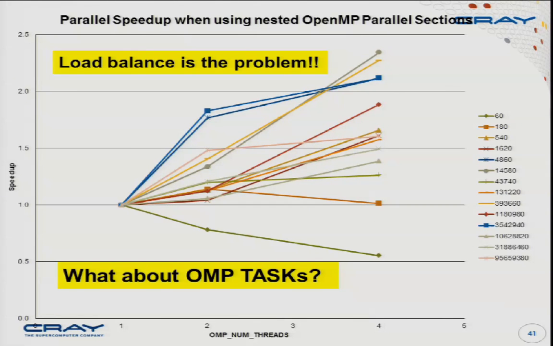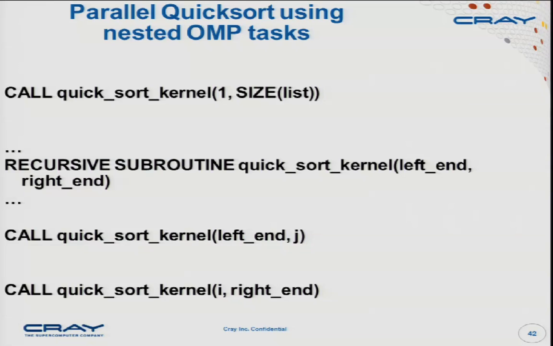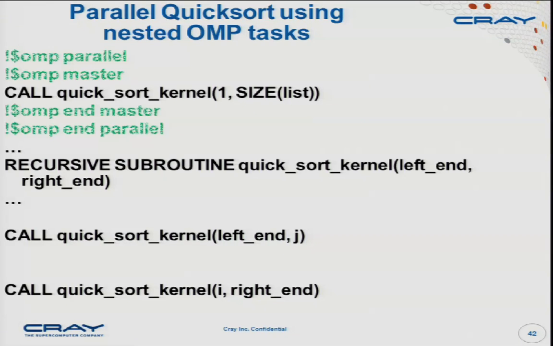What about using OpenMP tasks? So here I have the subroutine call again, and this time, what I'm going to do is call the main sort kernel by putting in an OpenMP loop and putting a master around it. Now this says only the master calls the main sort kernel, and everyone else has absolutely nothing to do and is just going to go and sit on the barrier that's implied at the end of the parallel region.